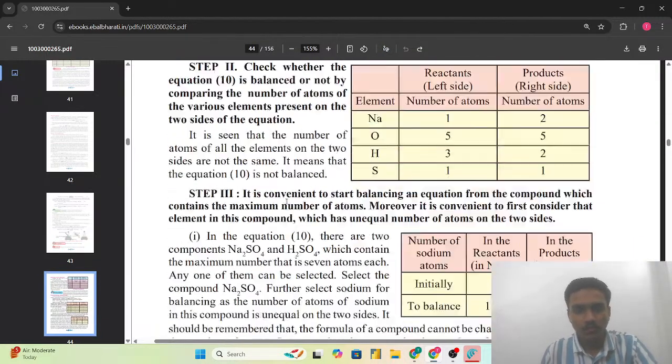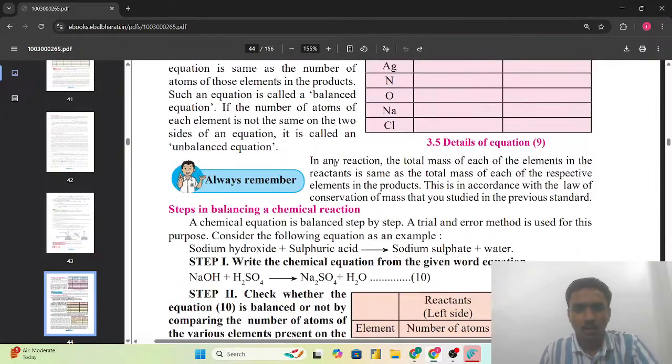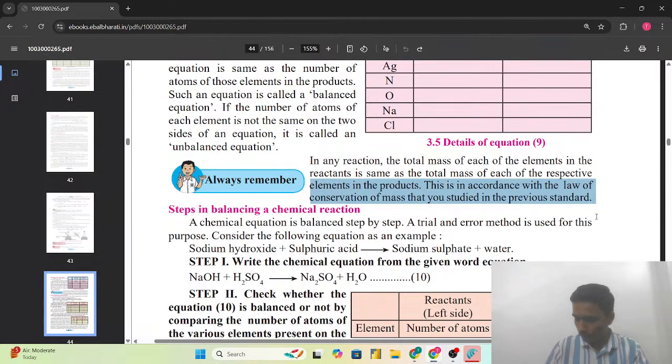So now let's see forward. In any reaction, the total mass of each of the elements in the reactant is the same as the total mass of each of the respective elements in the product. This is in accordance with the law of conservation of mass that you studied in the previous standard. That is what I have told you already about this law of conservation of mass.